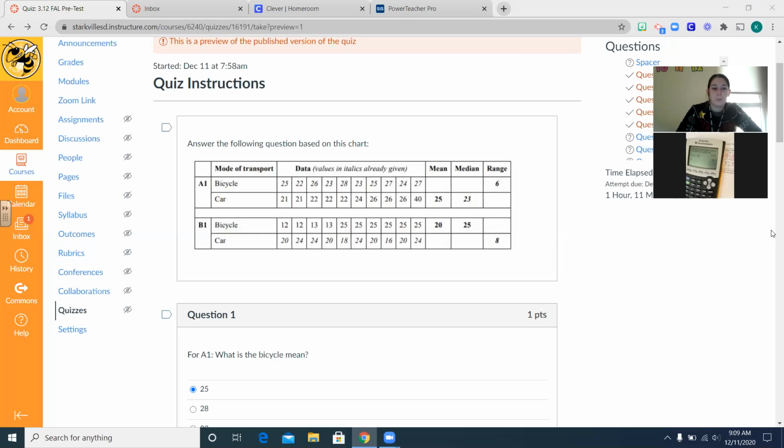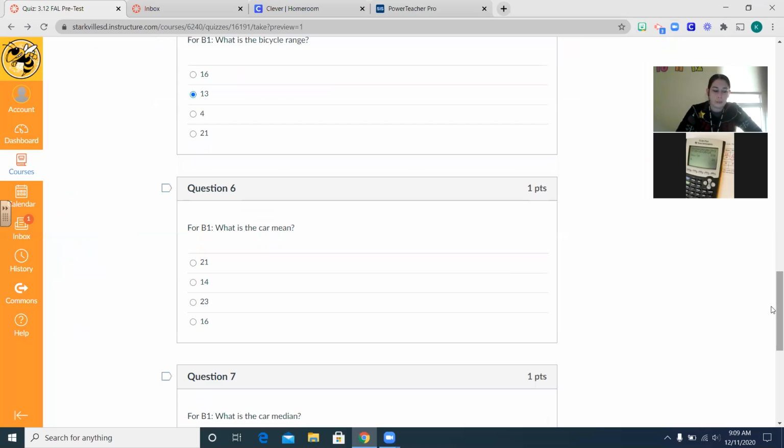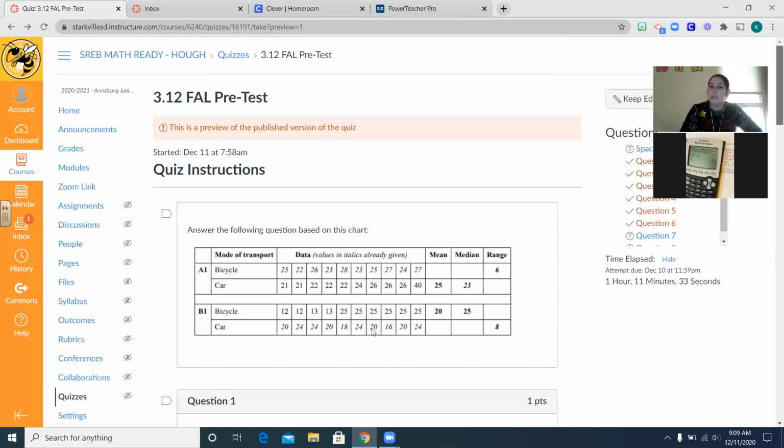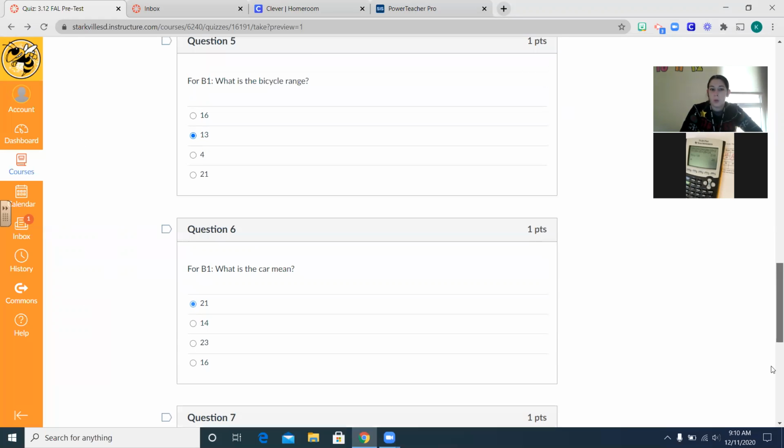So let's see if that's an answer, and it is. So hold on, guys. So 21, that's the answer. And we found the mean by adding all of the numbers up for the car B1, and we divided them by 10 because that's how many numbers there are, right? Okay, the last question is going to be the median, the car median. What is the car median?